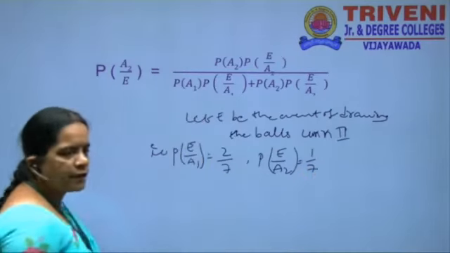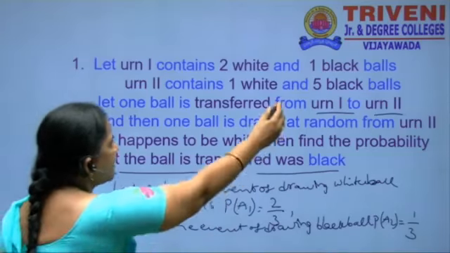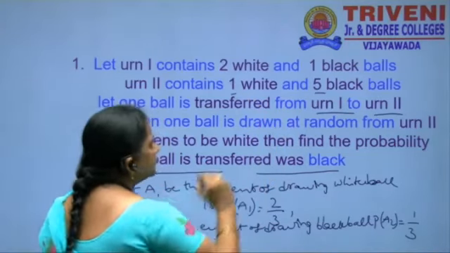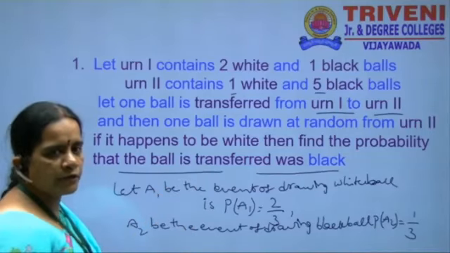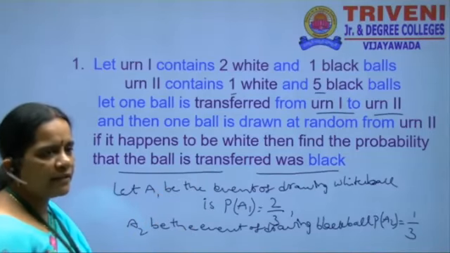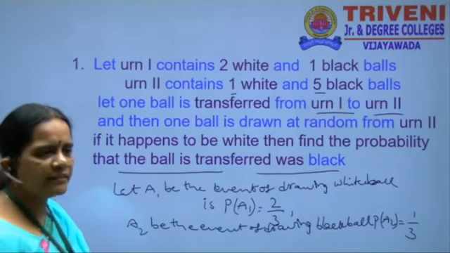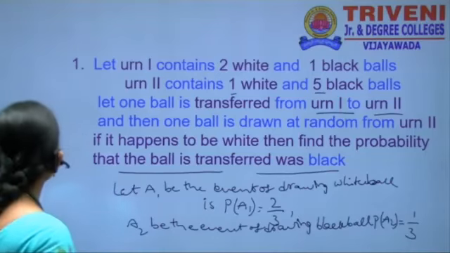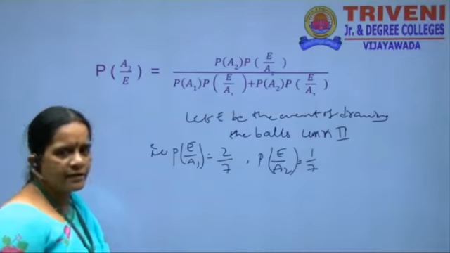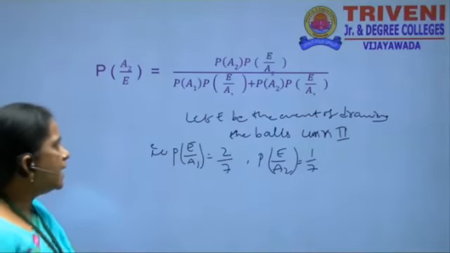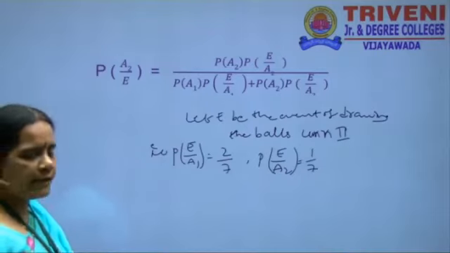Why are you writing 2 by 7 and 1 by 7 here? Bag 2 has how many balls there? 5 plus 1, 6. So one ball is transferred from bag 1 to bag 2, that is 6 plus 1 is 7. Here total balls is 7, and white balls is 2 by 7 and black balls is 1 by 7. Then substituting the values of P of A1, P of A2, P of E by A1 and P of E by A2.